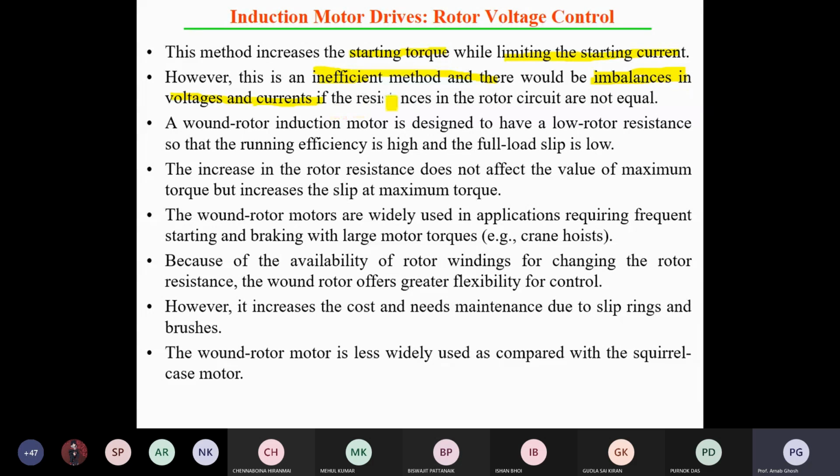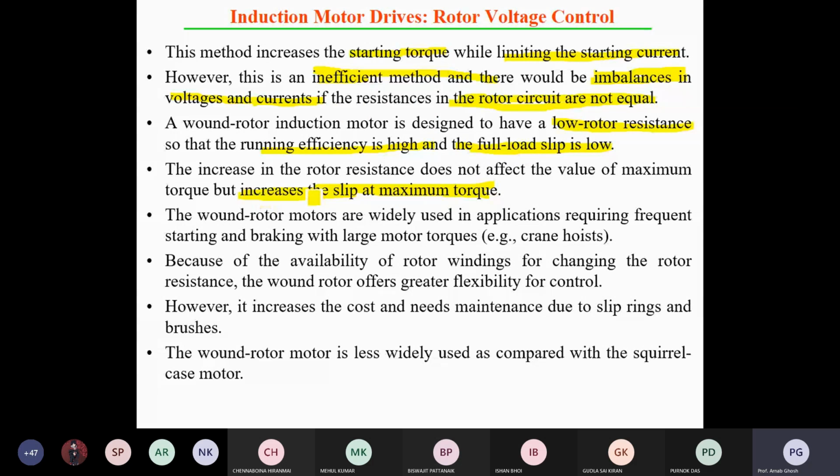The slip ring induction motor is designed to have a low rotor resistance. Low rotor resistance means the running efficiency is high and the full load slip is low. Those are the important features. By increasing the slip, you can go for the maximum torque.